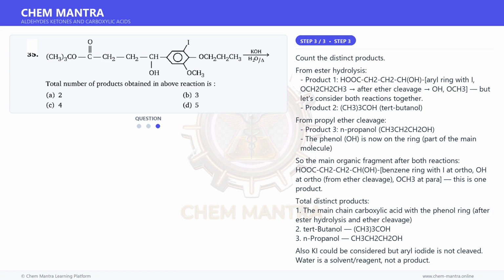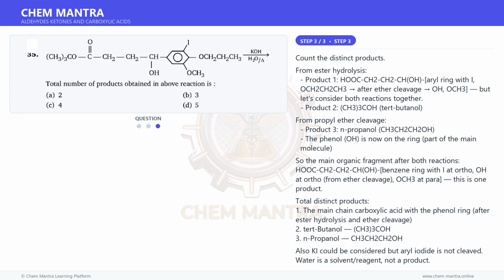Let me reconsider. Perhaps under aqueous KOH and heat, the tert-butyl ester undergoes elimination rather than hydrolysis. Tert-butyl esters with base can give elimination to isobutylene plus carboxylate. That would give isobutylene, CH2=C(CH3)2, and the carboxylate, plus propanol from ether cleavage. But that's still 3. Alternatively, perhaps only the ester hydrolysis occurs, giving two products, the acid plus tert-butanol, and the propyl ether does not cleave under these conditions, giving a total of 2 products.